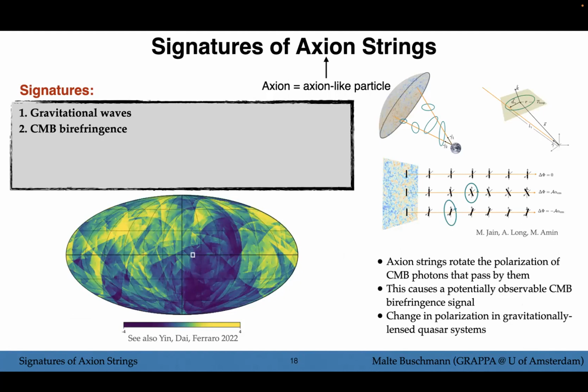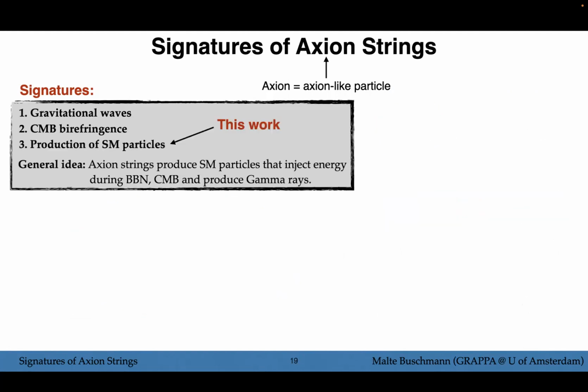But the one that I really want to talk about is the third mechanism, and that's the production of standard model particles. The basic idea is that axion strings produce standard model particles, and how they do that I will explain in a second. And then once you produce the standard model particles, they can inject energy during BBN, CMB, or also just produce gamma rays at the present day.